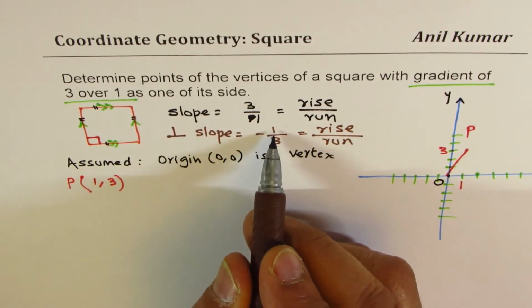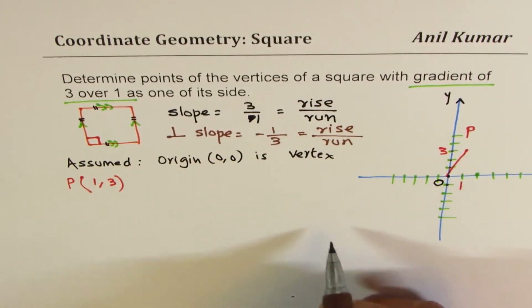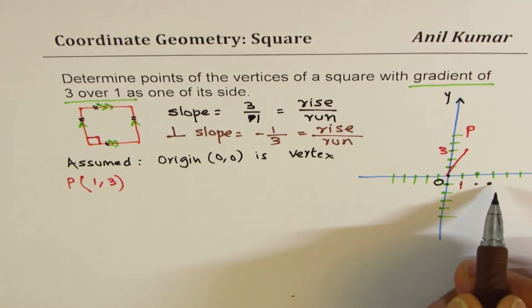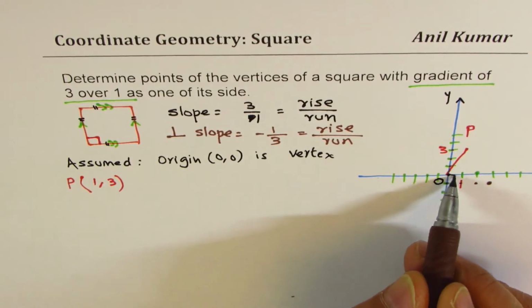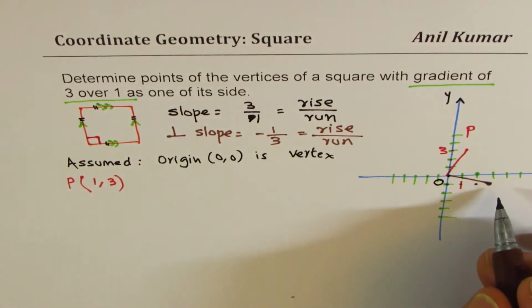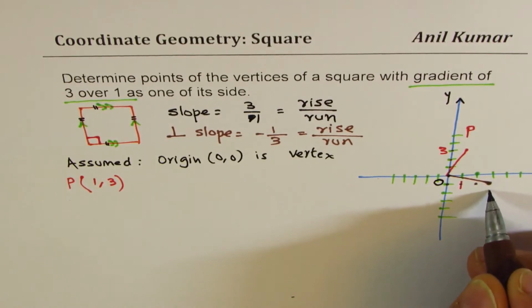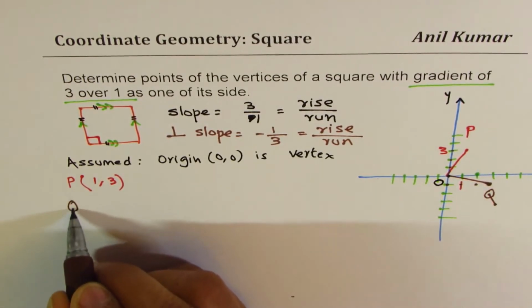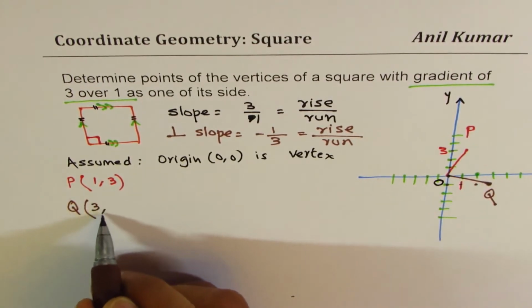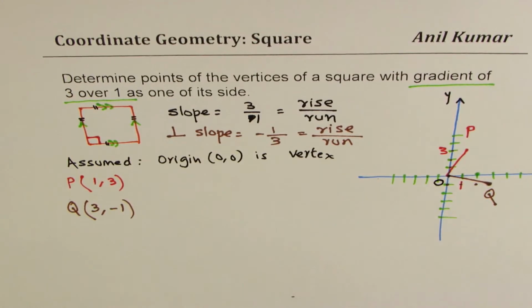So negative 1 is my rise. That means I go down 1 unit and then move 3 units. So 1, 2, 3. That is my point. So the other side is this side. Does it make sense to you? This is the point which I am calling Q. So I get point Q as (3, -1). Is that clear to you?